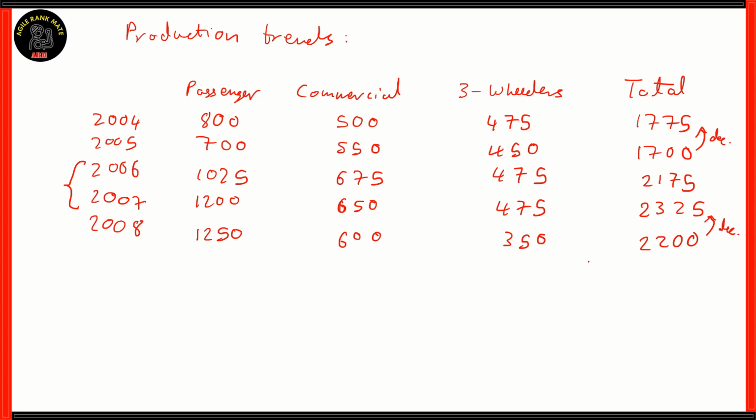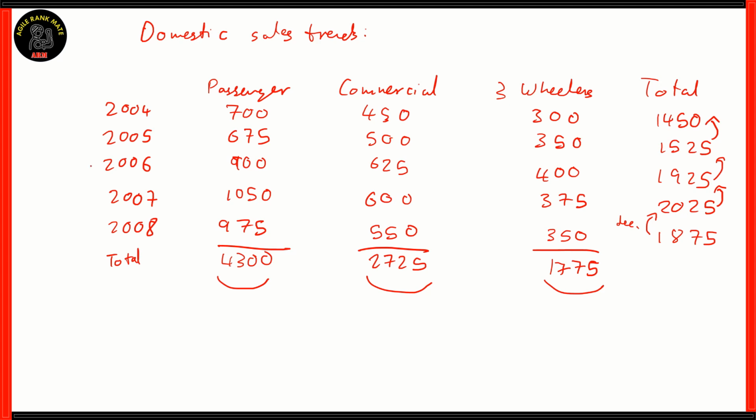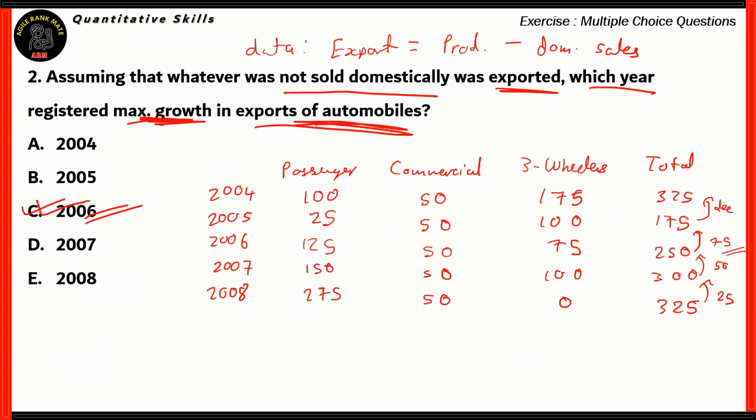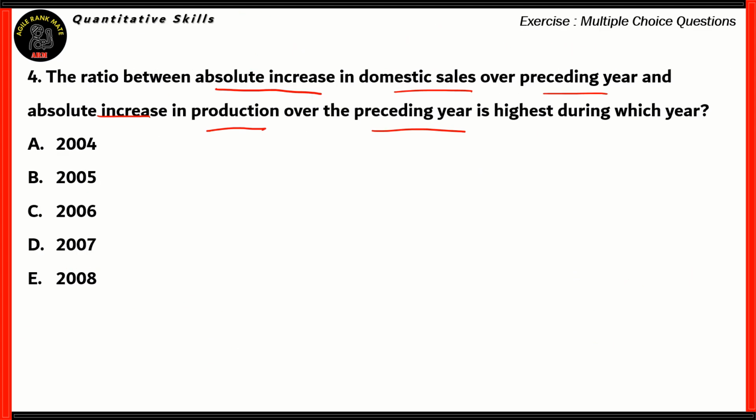So we would take the total units here, and we would need to calculate for the question. So we're looking at 2006 and 2007. So we need to find out the ratio between absolute increase in domestic sales over the preceding year and absolute increase in production over the preceding year is highest during which year. So the 2 years that we're looking at are 2006 and 2007. All the other options would now be incorrect.